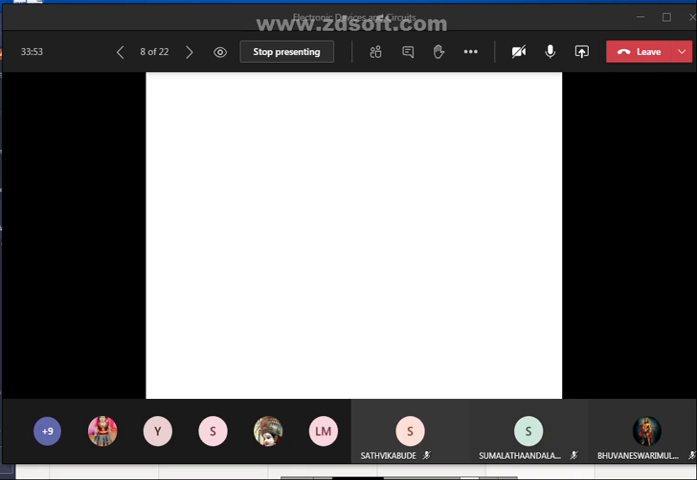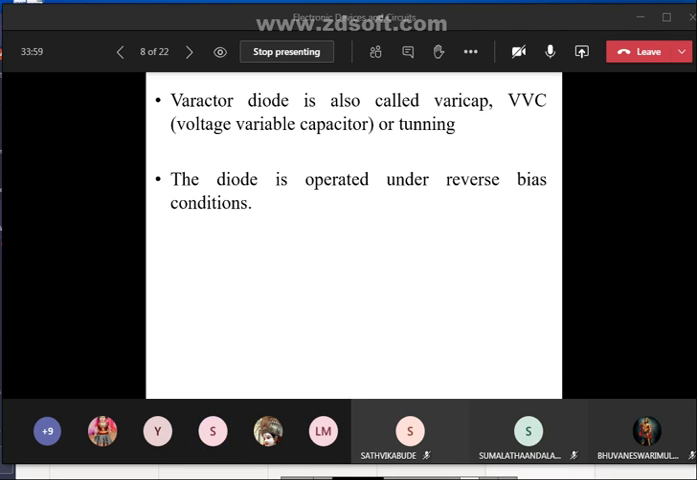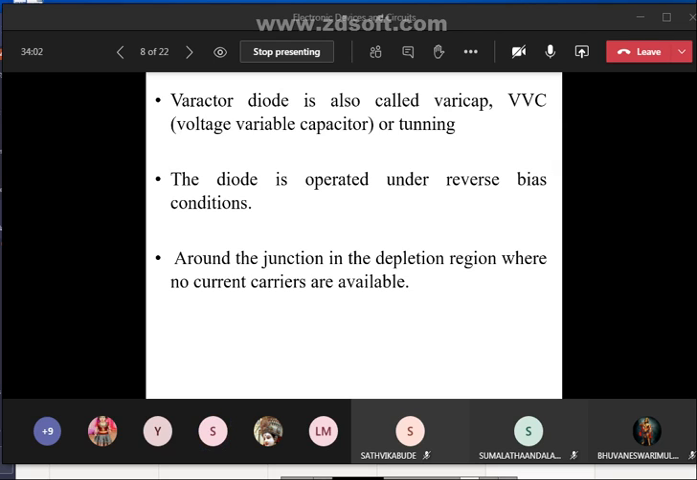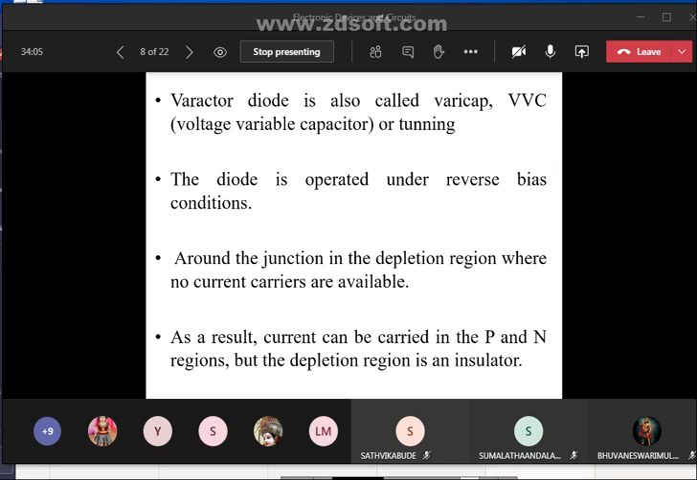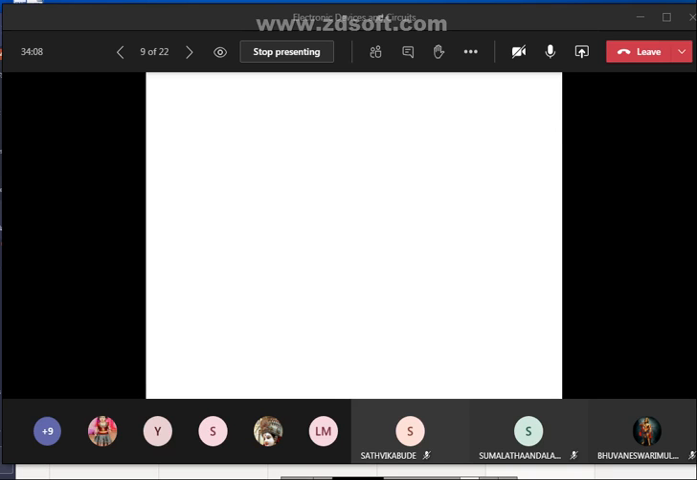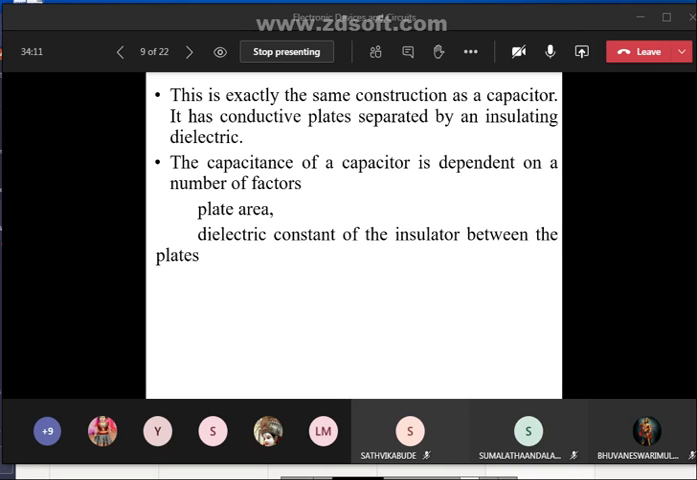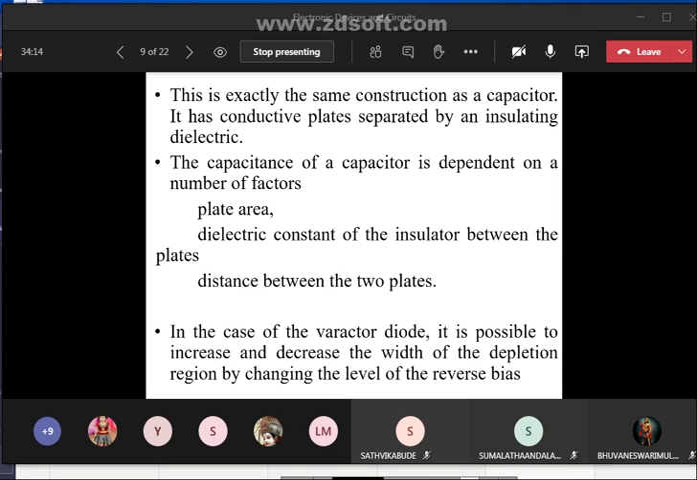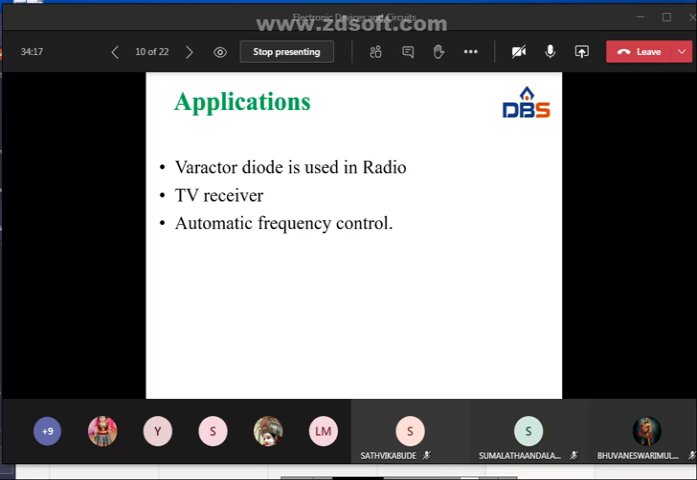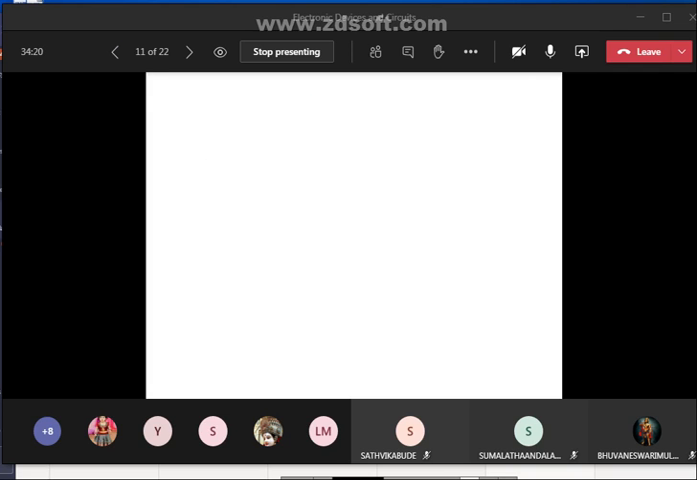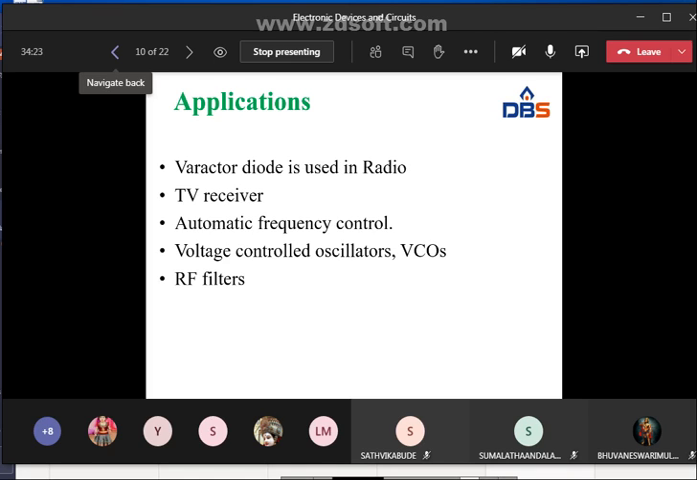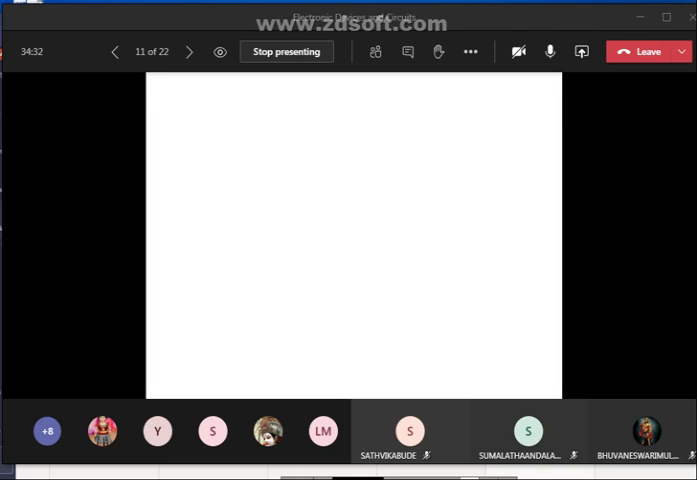The Varactor diodes are used in FM radio and TV receivers. These are the applications of the Varactor diode: automatic frequency control, RF filters and voltage controlled oscillators.